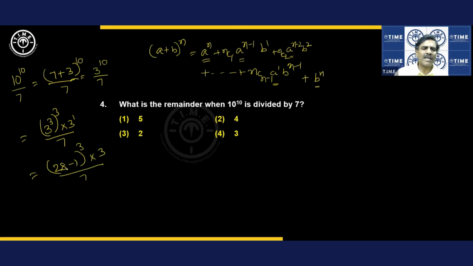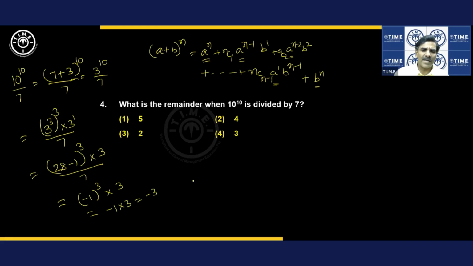So again here we go for the binomial expansion. Expanding, all terms will contain 28, which will be divisible by 7, because 28 is a multiple of 7. So the only term that does not contain 28 is what? The last term, that is (minus 1) power 3 into 3. Minus 1 raised to an odd power will be minus 1. Minus 1 into 3 will be minus 3.